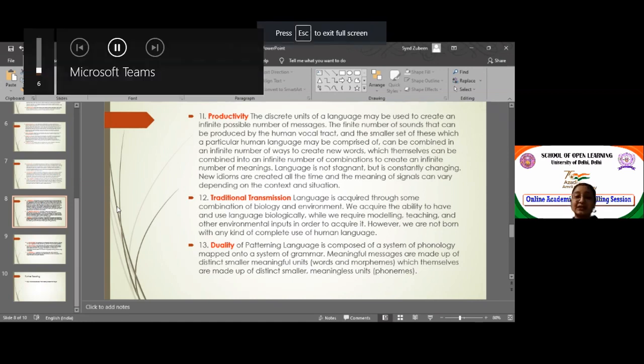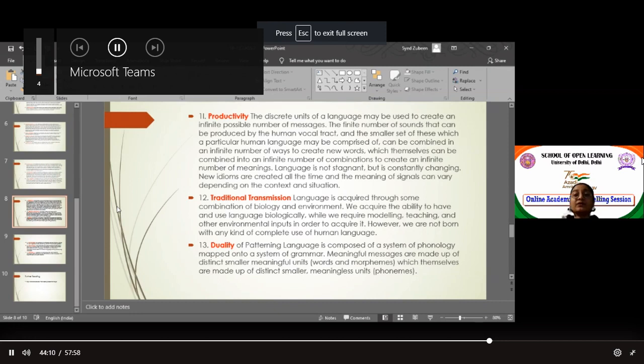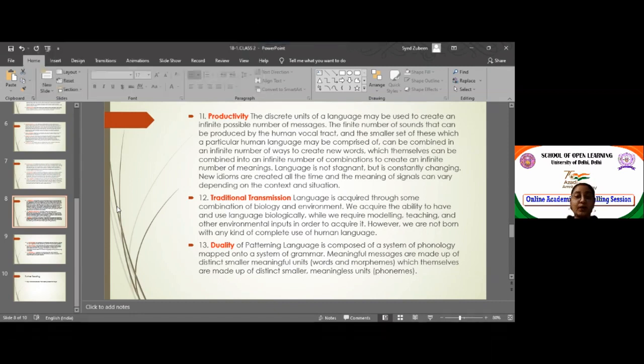communication. And then traditional transmission. Language is acquired through some combination of biology and environment. We acquire the ability to have and use language biologically, while we require modeling, teaching, and other environmental inputs in order to acquire it. However, we are not born with any kind of complete use of human language.